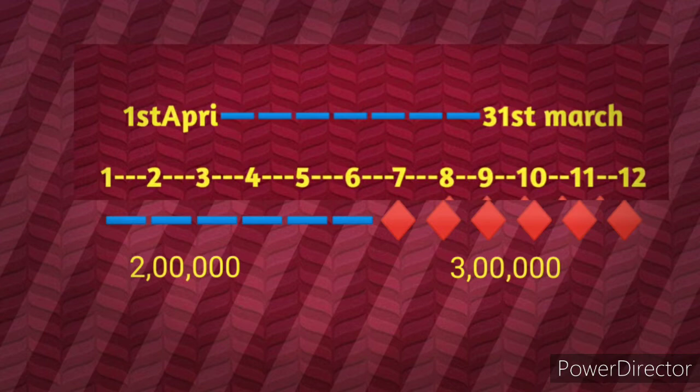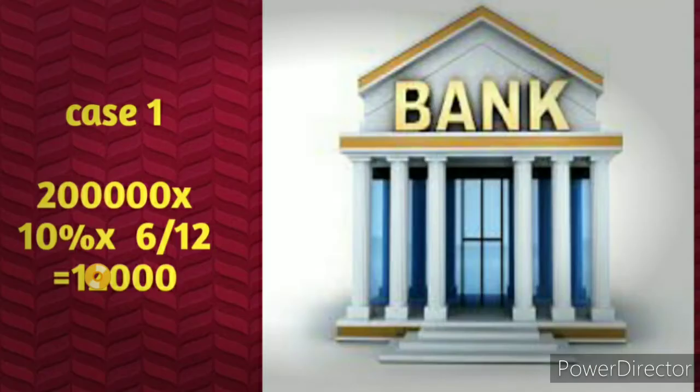So how much interest will be made on the first 6 months on 2 lakh? That is 2 lakh multiplied by 10%, that is our interest rate, multiplied by 6 by 12. If it was 4 or 5 months, we would calculate the interest accordingly. So it is rupees 10,000 for the first 6 months.